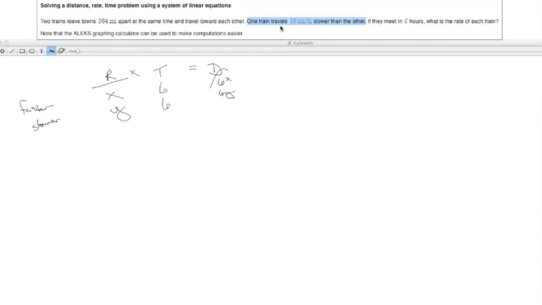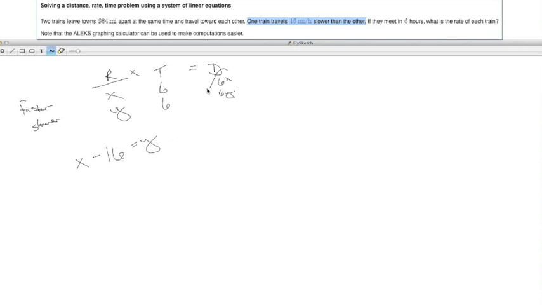The slower train is the one going slower, obviously. So say train X was going 100 miles per hour, train Y's rate would be 100 minus 16 miles per hour. So X take away 16 should equal Y. Let's make an equation out of that. X minus 16 equals Y.